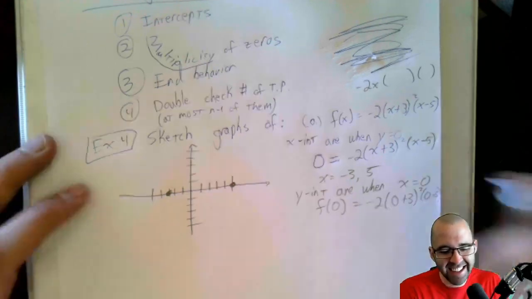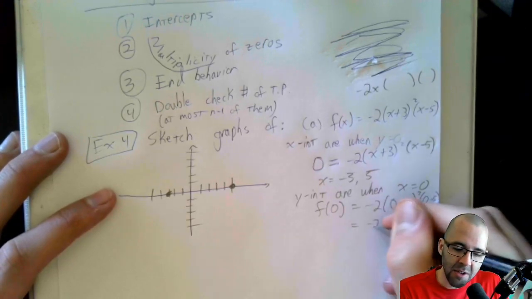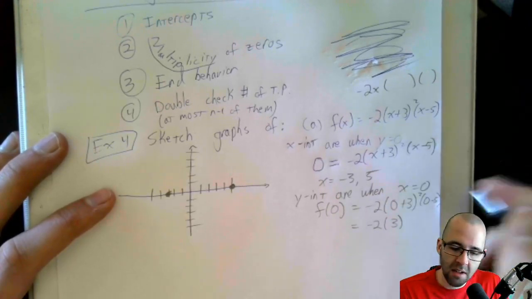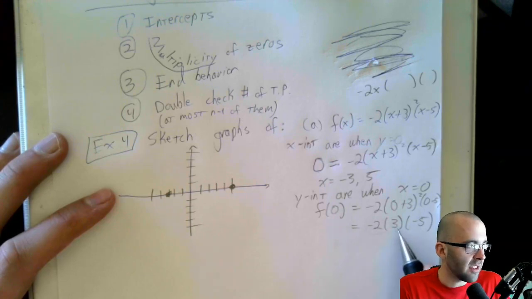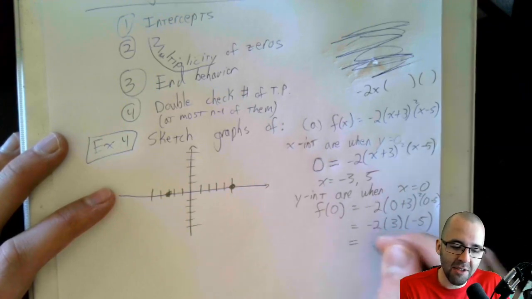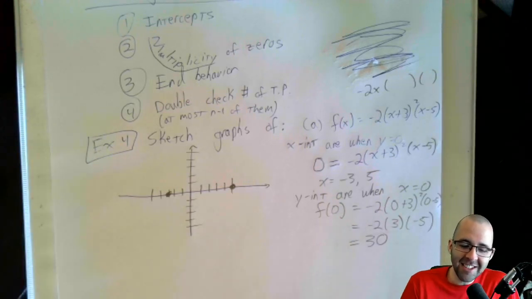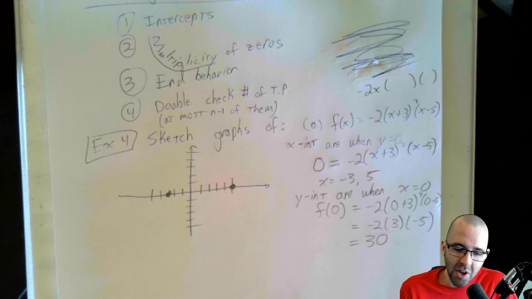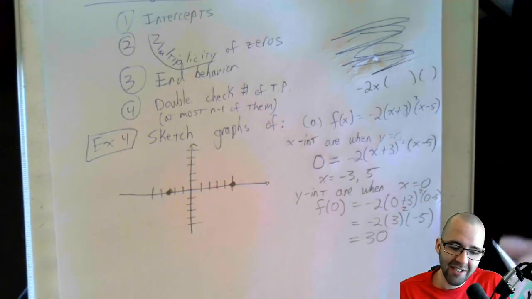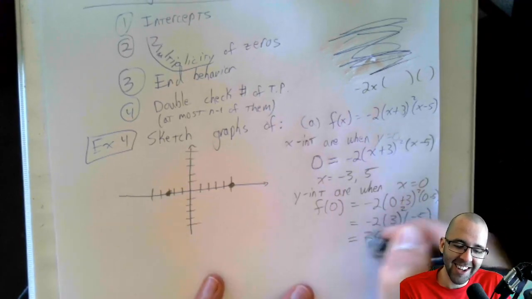Good, Lexi. All right. When x is 0, what do we get? We get -2 times +3 squared times -5. We just multiply it all together. Okay. So -2 times 3 is -6. Times -5 is +30. This is an excellent opportunity to show something here. Oh, and there's a square here. So that's 90.